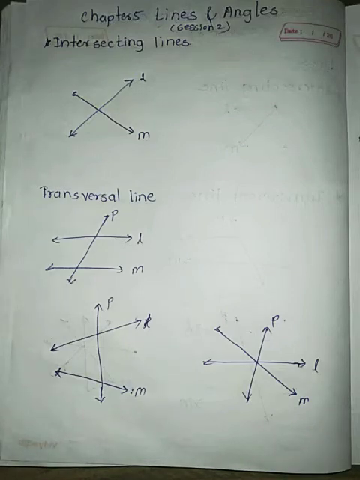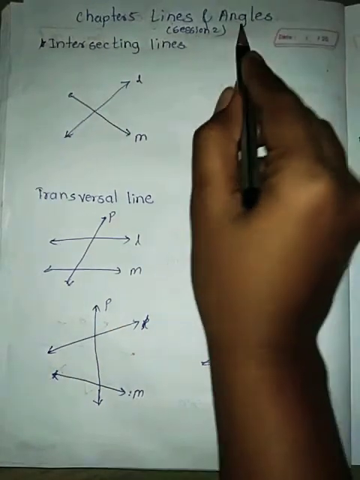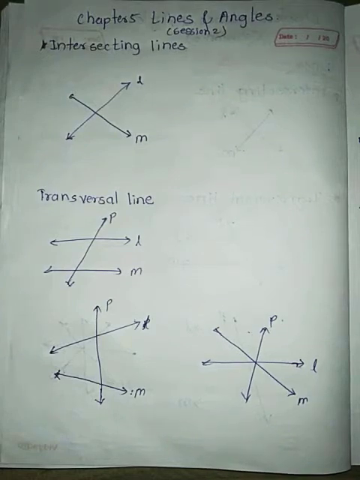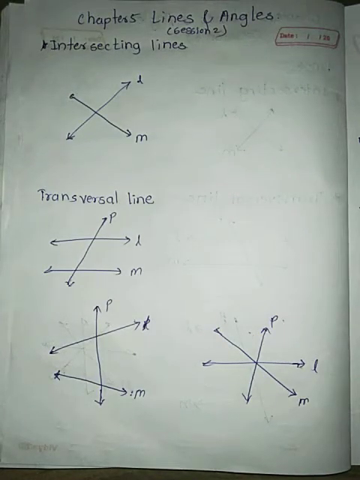Hi students, this is chapter 5, lines and angles, session 2. In session 1 we learned about angles. In that, we learned angles, opposite angles, corresponding angles, supplementary angles, like that.